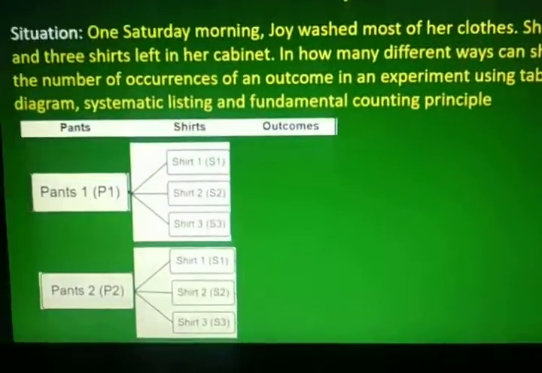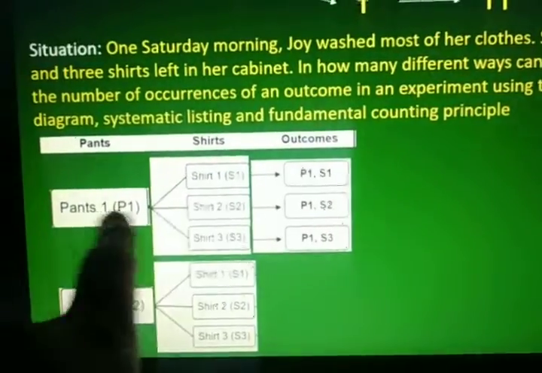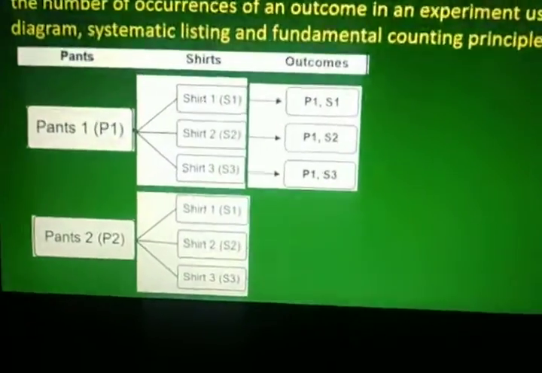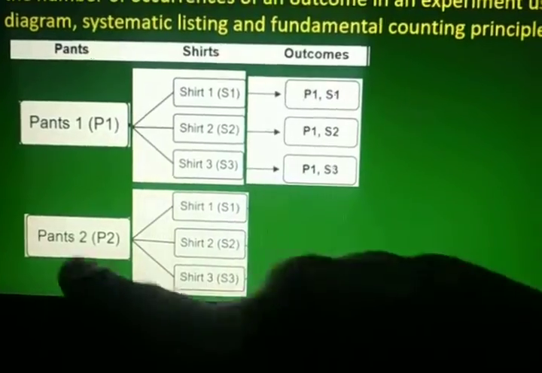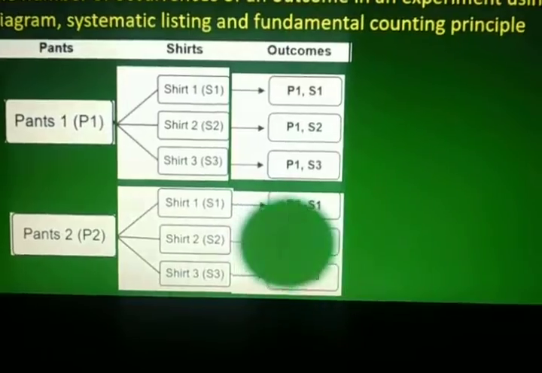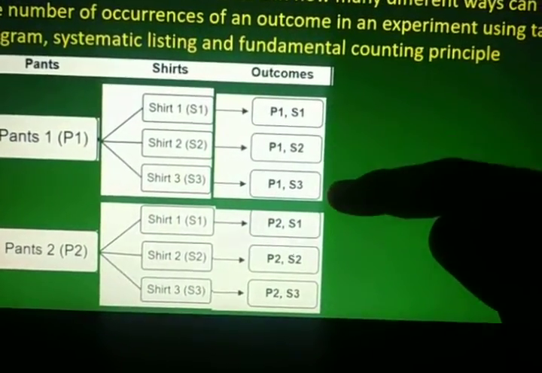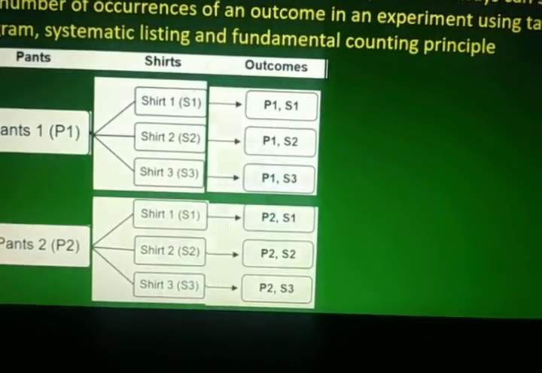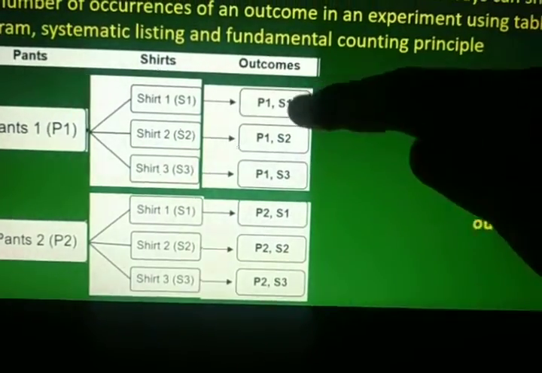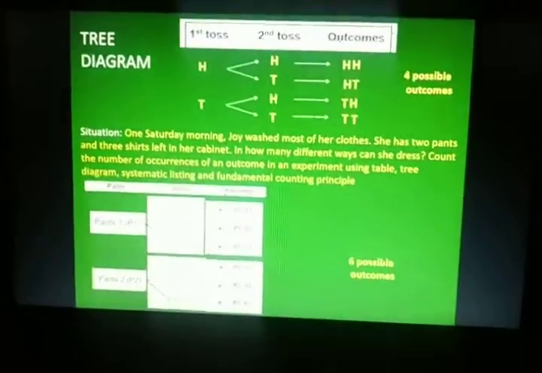Okay? So, the first outcomes will become like this. There. Pants 1, shirt 1, pants 1, shirt 2, pants 1, shirt 3. Because you have three choices for shirts. For pants 2, pants 2 and shirt 1, pants 2 and shirt 2, pants 2 and shirt 3. That will be your outcomes. So, count the outcomes. 1, 2, 3, 1, 2, 3. You have there 6 outcomes. What are those possible outcomes, Sarah? 1, 2, 3, 4, 5, 6. Okay? The tree diagram is easy too.